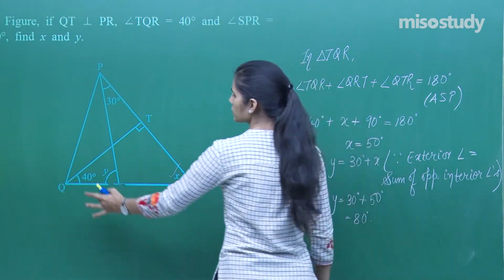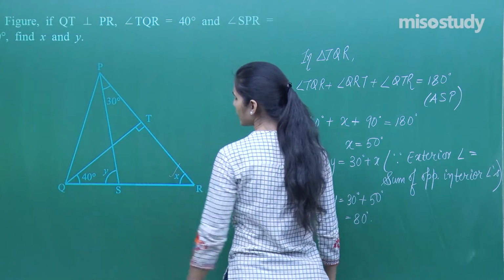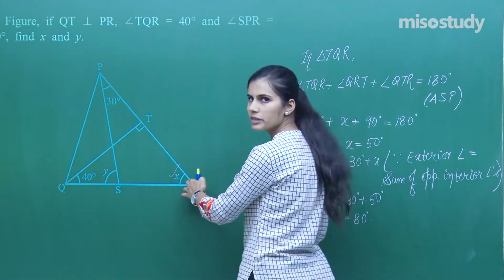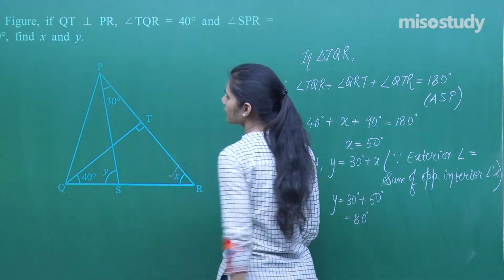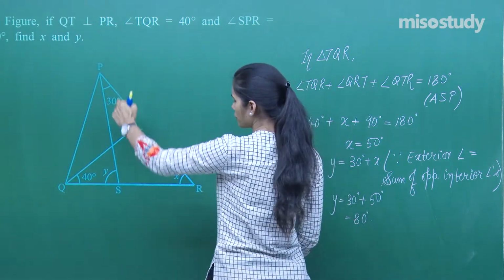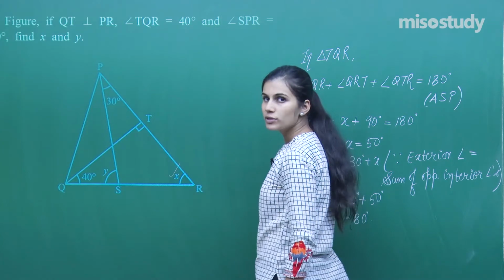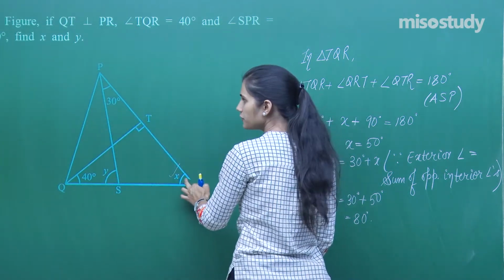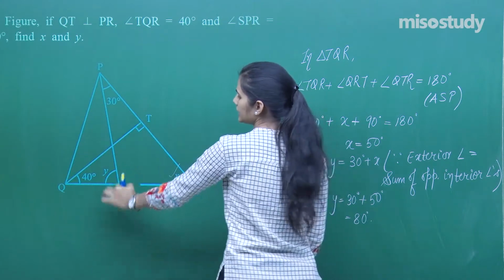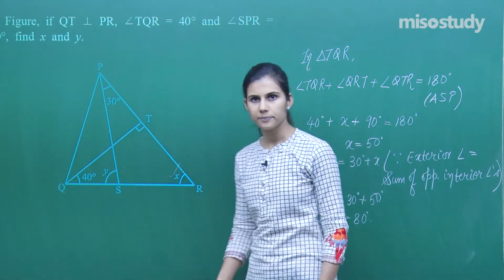So what did we do? First of all, we were aware of two angles of the triangle QTR, and then by angle sum property we found the third angle, which is x. I knew x plus 30 degrees is y because y is an exterior angle at point S of the triangle PRS. So by using the exterior angle axiom, I computed y as 30 plus x, x is 50. So 50 plus 30 is 80, 80 is the value of angle y.